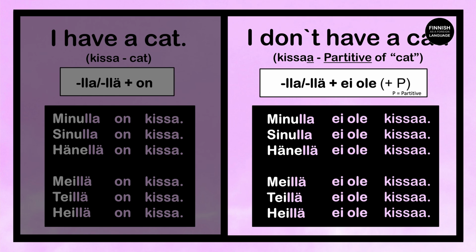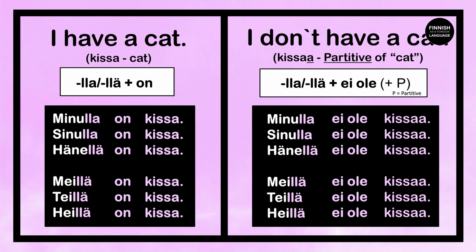Now let's form a negative sentence out of it. I don't have a cat is minulla ei ole kissa. You don't have a cat is sinulla ei ole kissa. He or she doesn't have a cat is hänellä ei ole kissa. We don't have a cat is meillä ei ole kissa. You don't have a cat is teillä ei ole kissa. And they don't have a cat is heillä ei ole kissa. So what we see here is that in a positive sentence, the on, and in the negative sentence, the ei ole always stay the same.